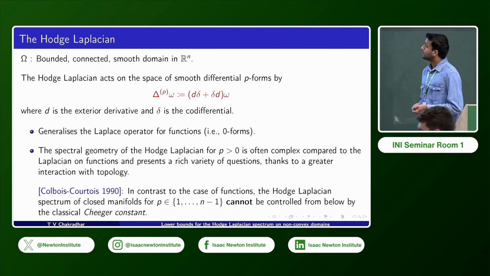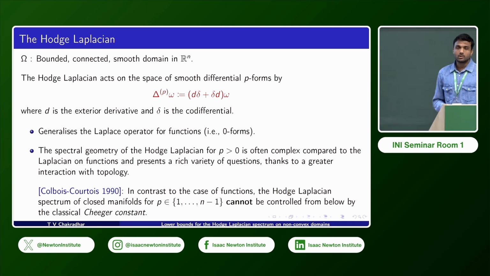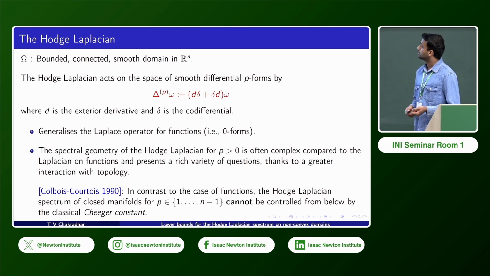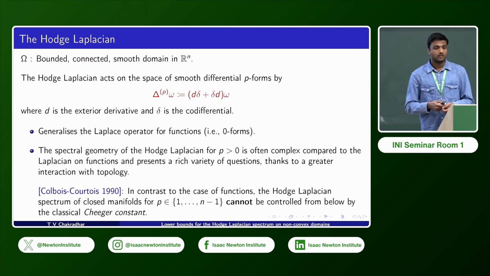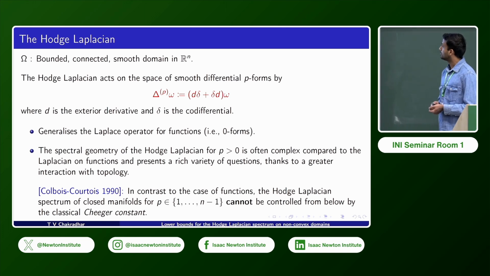This generalizes the Laplace operator on functions, which we know is like the divergence of the gradient up to a sign. And the spectral geometry of the Hodge Laplacian interacts quite closely with the topology, and it offers a rich variety of questions, as we'll see shortly.